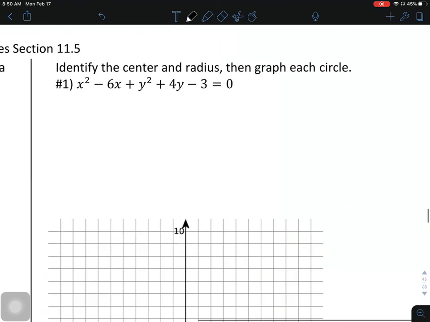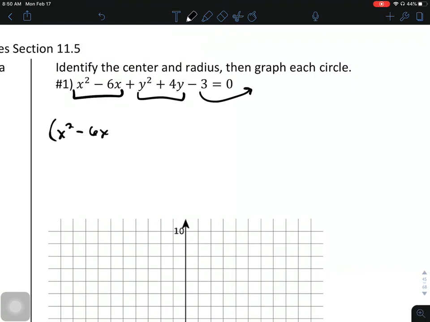Identify the center and radius, then graph the circle. Alrighty, let's group the x terms together, the y terms together, and let's move the constant to the right. So x squared minus 6x plus y squared plus 4y equals 3.